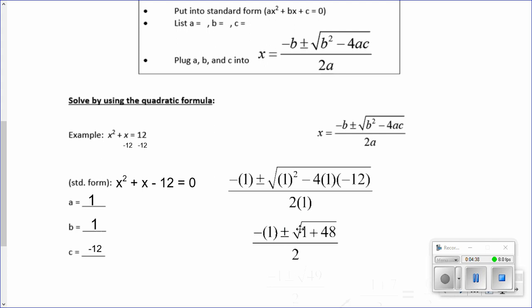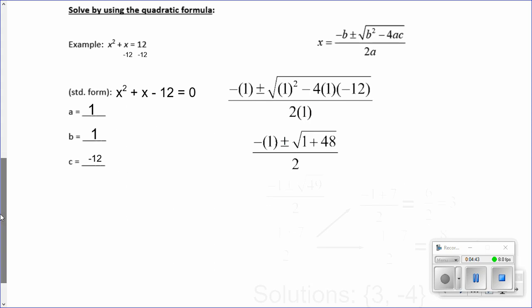So now I'm going to add the stuff in the, what is this called? A radical. I'm going to add the stuff in the radical, so I can have one number to take the square root of, which would be helpful. And so it's now negative 1 plus or minus the square root of 49 over 2. I can do the square root of 49, which is great.